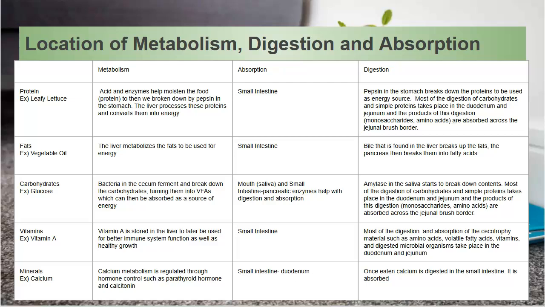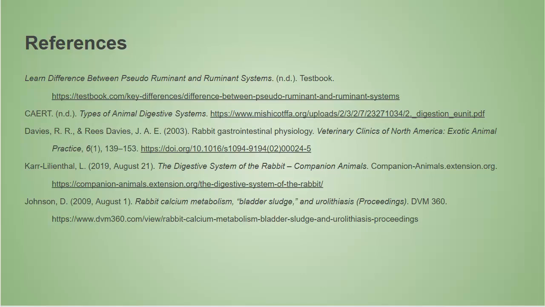And minerals, we're looking at calcium as an example. Calcium metabolism is regulated through hormone control, such as parathyroid hormone and calcitonin. This absorption occurs in the small intestine, more specifically the duodenum. And for digestion, once eaten, the calcium is digested in the small intestine. It is absorbed.